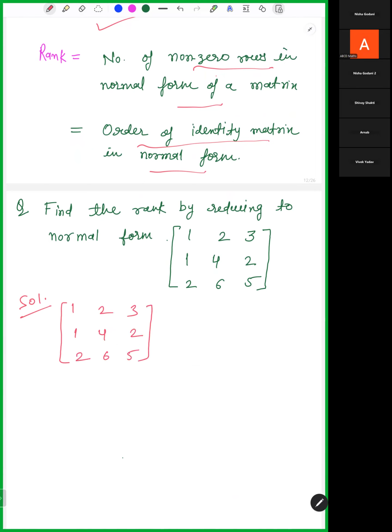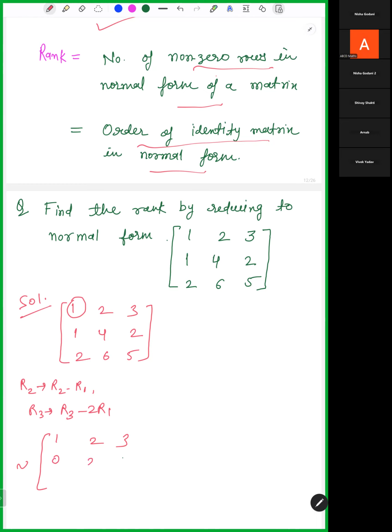Now to have this matrix in normal form, what must we have? We want 1 here, and that is already 1 in the first row, first entry. The first non-zero entry is 1. Now we must first have all zeros below it. So we will apply the operations R2 minus R1, and in R3 it will be R3 minus 2R1. What will you have now? You will apply the operation R2 minus R1, so this will be 0.